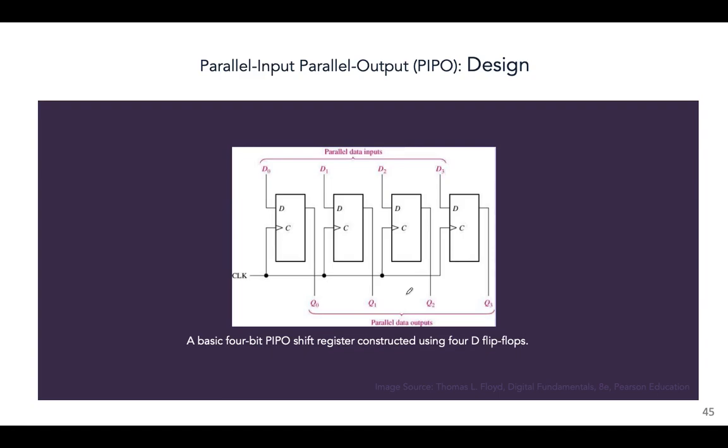Again, designed using D flip-flops. We have the clock. Simultaneously, it will monitor the flow of the data. Since this is a 4-bit register, we have 4 input lines and we have 4 output lines. Again, you can see how this works, right? It's very simple.